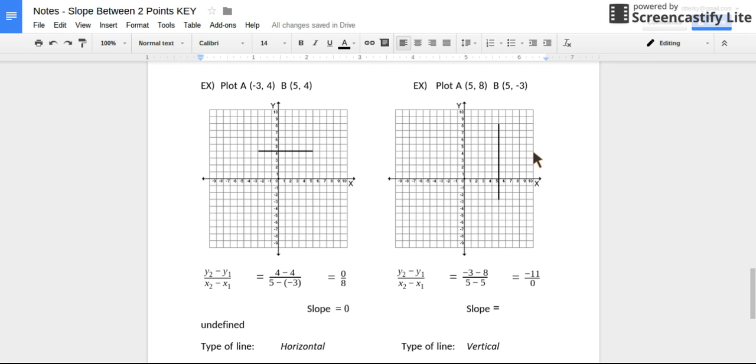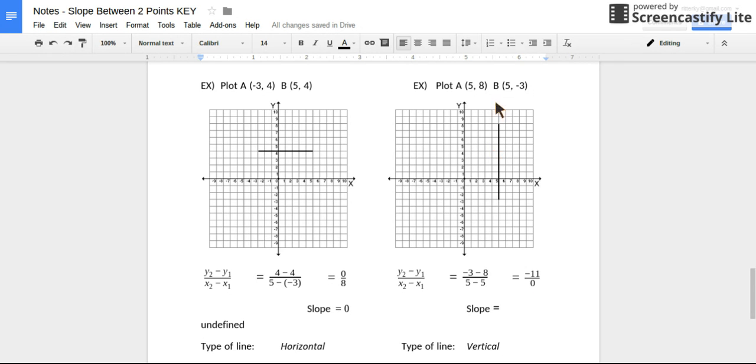In this last example, y2 is going to be negative 3, y1 is negative 8, so I can do that. I can simplify negative 3 minus 8 and get negative 11. But when I subtract my run, or my difference in my x values, they have the same x values. So 5 minus 5 is 0. So that means that I'm not running, I'm not changing in a horizontal direction at all.